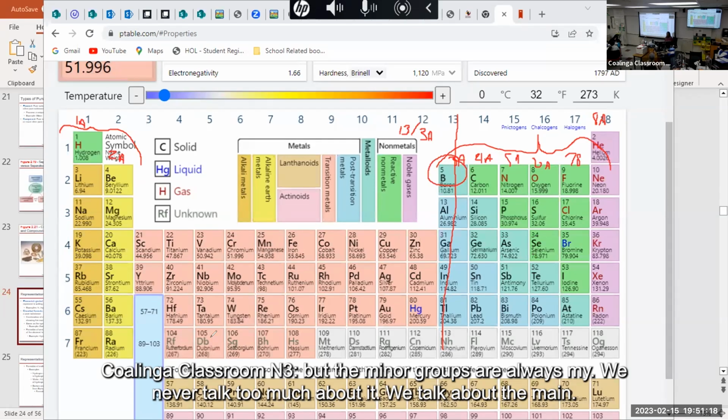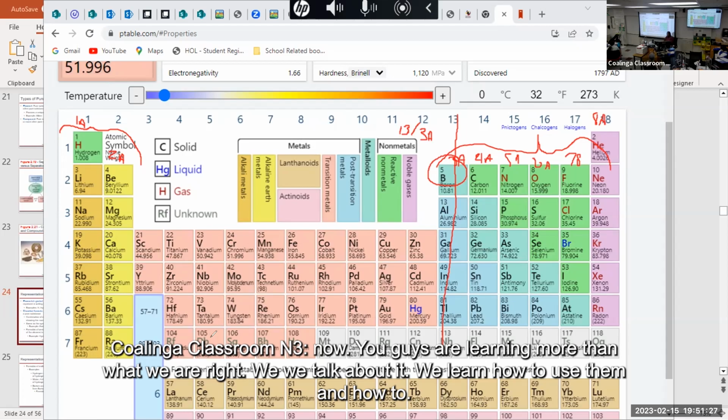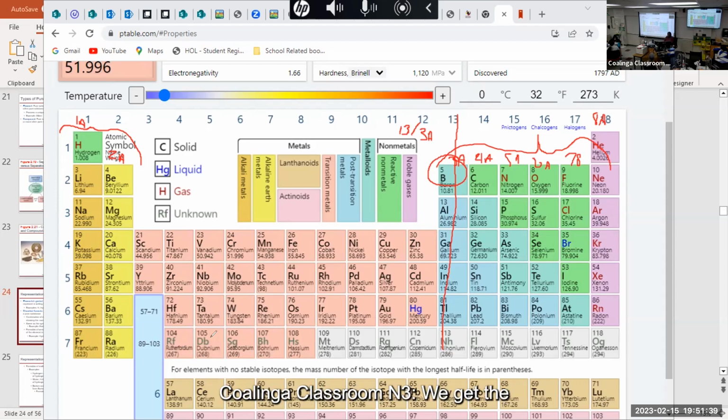But the minor groups were always minor. We never talked too much about them. We mainly talked about the main group. That's when I was in chemistry, right? Now, you guys are learning more than what we learned. We talk about it, we learn how to use them and how to do nomenclature. We did too, but usually it took us until, we did the quarter system, third quarter, where you guys are learning it first semester.